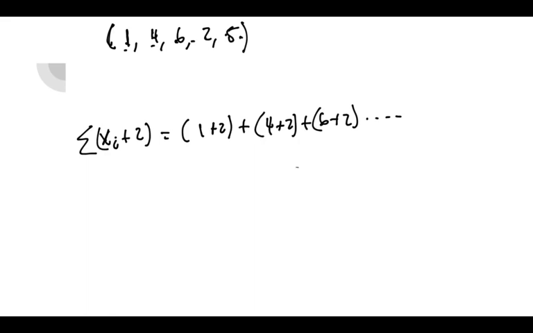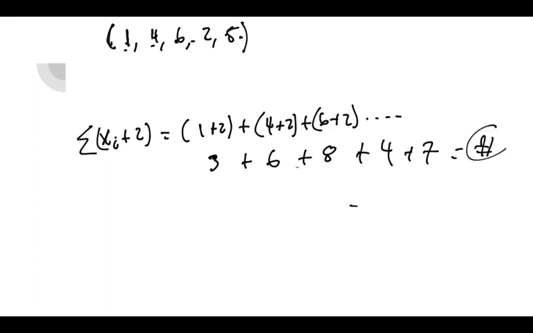And so then you'd have to go in here. So then this is 3 plus 6 plus 8 plus 4 plus 7, right, is what it would end up being as you went on. And then you would add all these up and get some number, and that would be the sum. Okay?